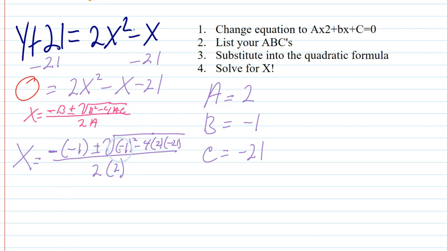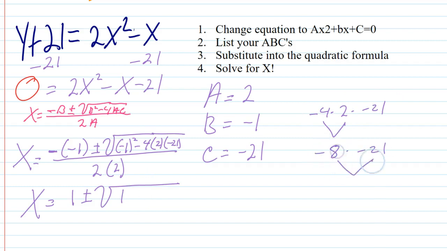Negative 1 squared. The parentheses remind me to square that negative, making it a positive. And again, I have the parentheses here showing that it's multiplication, not subtraction. And again, we'll have a positive inside. Now we simplify these. Negative times negative is a positive. Negative 1 squared is a positive 1. Gives me plus 168 on the inside.